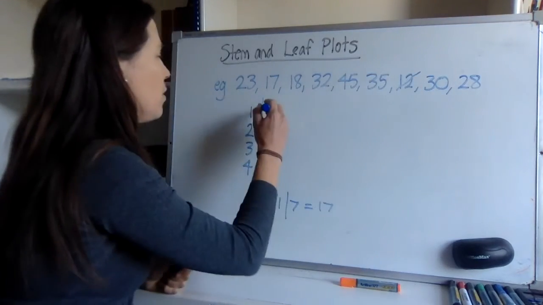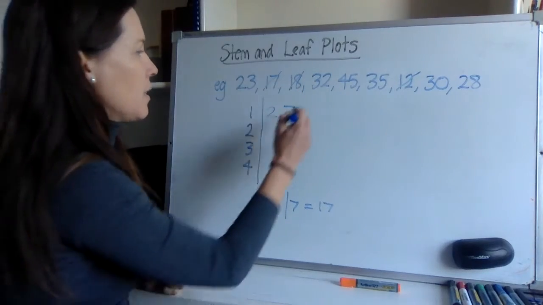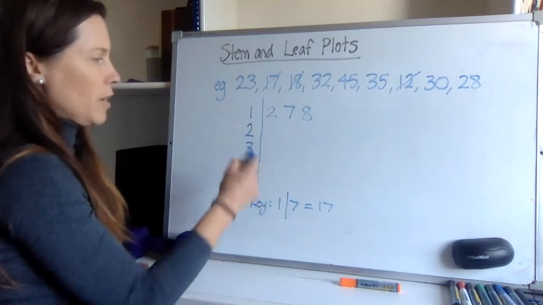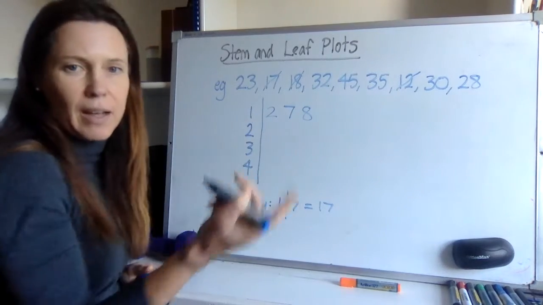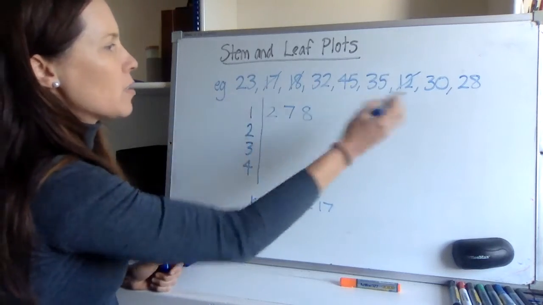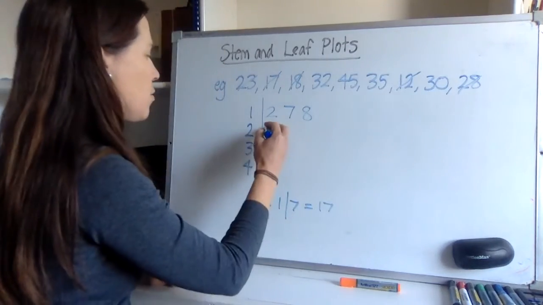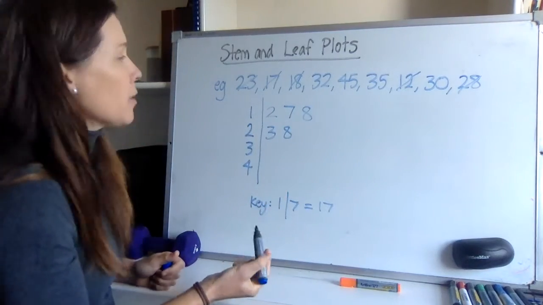So I've got 12, 17, and 18. Now notice I don't have to write the 1 each time because each of them has a 1, and then you just write their other number. All right, the 20s, we've got 23 and 28. So we write the 23 first, then the 28, and notice how I'm keeping my numbers under each other.